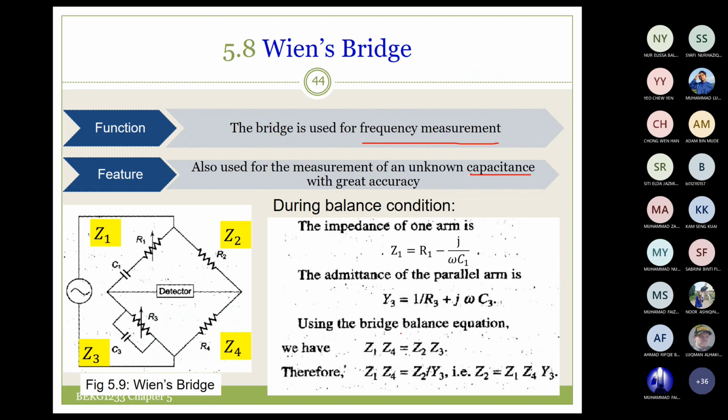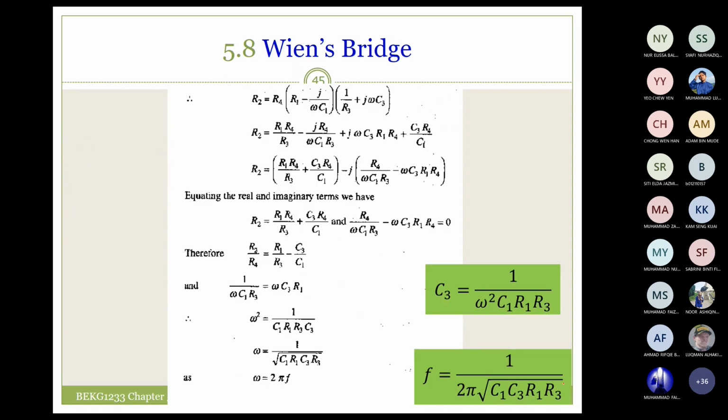In order to make a bridge balance, Z1 Z4 is equal to Z2 Z3. Then we can change Z3 to the admittance, and we can find Z2 over Y3. So Z2 is equal to Z1 Z4 Y3. We bring the Y3 here with the Z1 and Z4, and we can find Z2 equal to Z1 Z4 Y3.